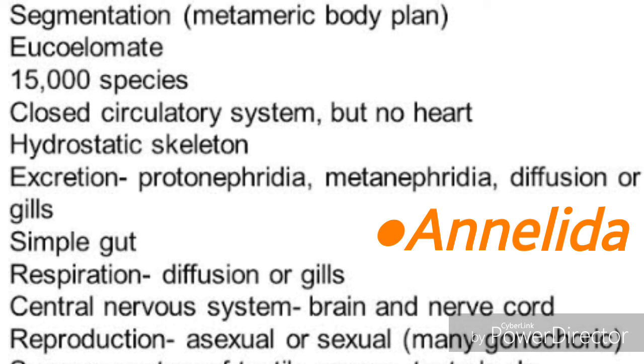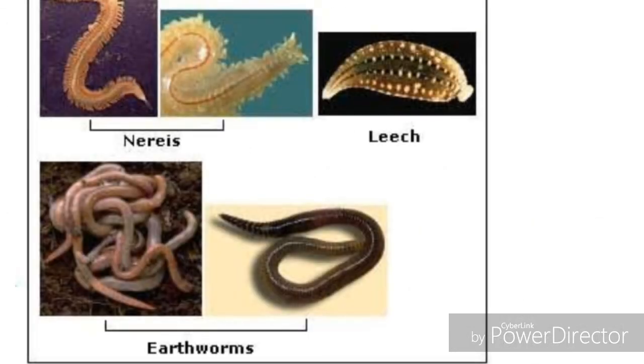Closed circulatory system in annelids is a developed type of circulatory system with the help of thin blood vessels. Annelids are bilaterally symmetrical and triploblastic animals. The best examples for annelids are earthworm and leech. Earthworm, friend of the farmer, and leech is an ectoparasite.